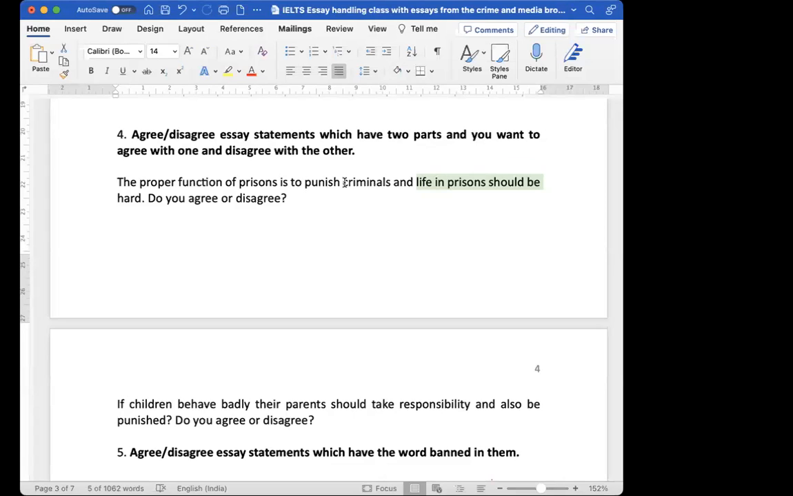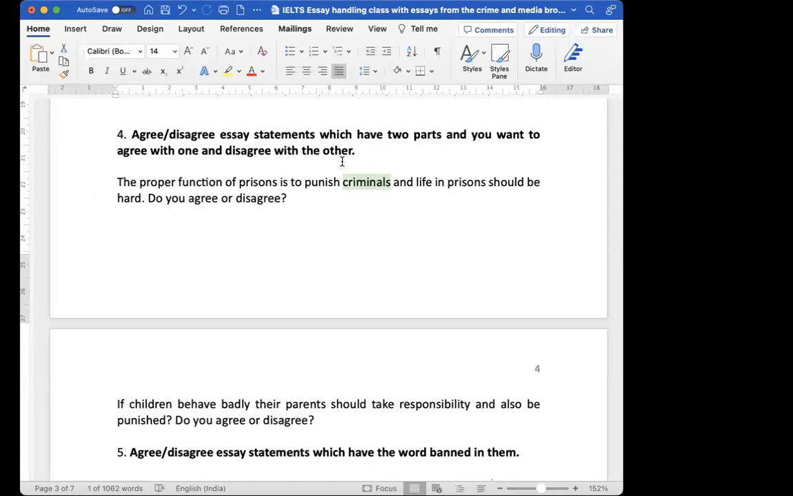Is that clear? Okay, ma'am. Can you please repeat the intro? Intro, yes. So here you can say the given statement, you can say it is believed by some that the proper function of prisons is to give punishment to criminals, those who commit crime, and that the life of prisons should be difficult. I've just changed a couple of words. That is enough, okay? Don't need to change more than that.